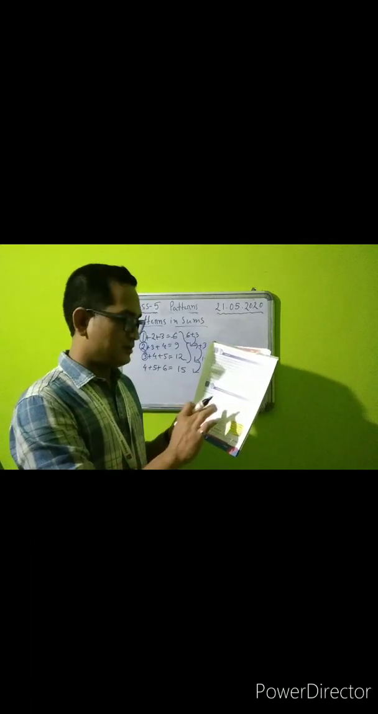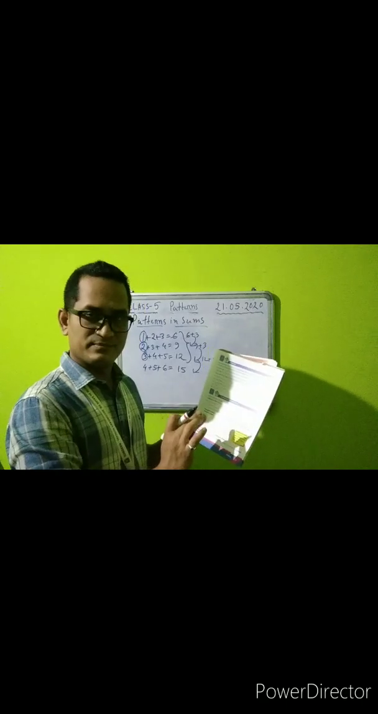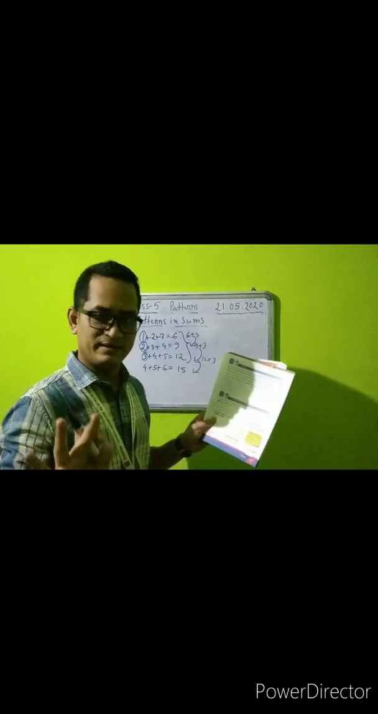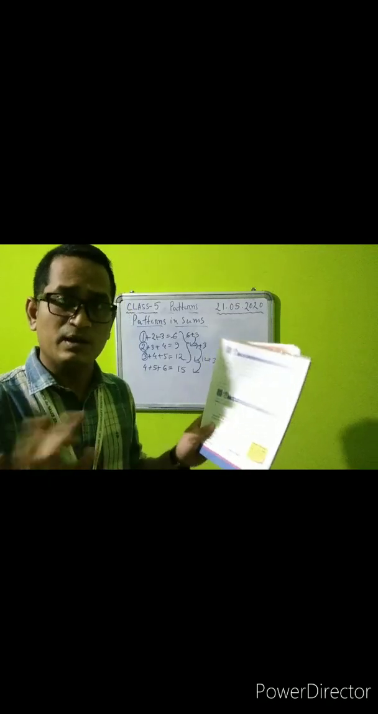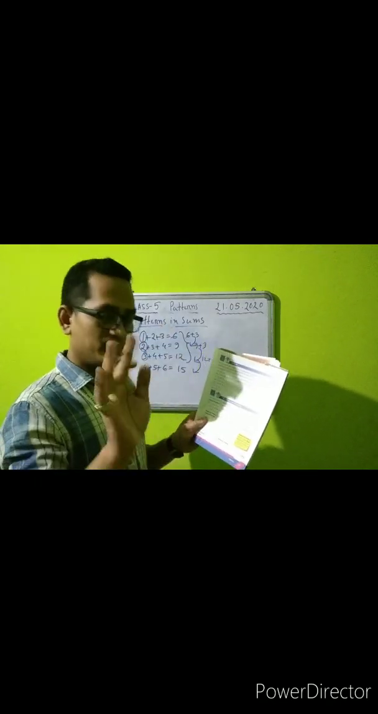Then 1 is removed. 2 plus 3 plus 4 plus 5. Then what is the answer? 14. Fine. Till there, we are not understanding how the pattern is going on. Take the third line now, you will understand.